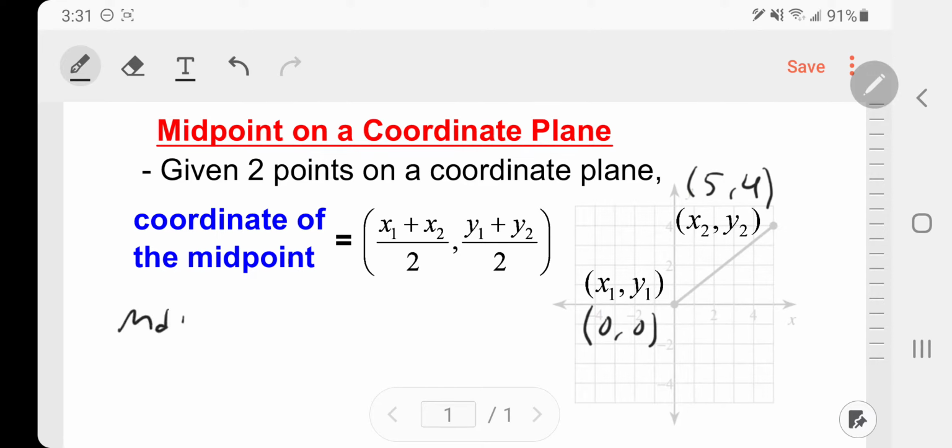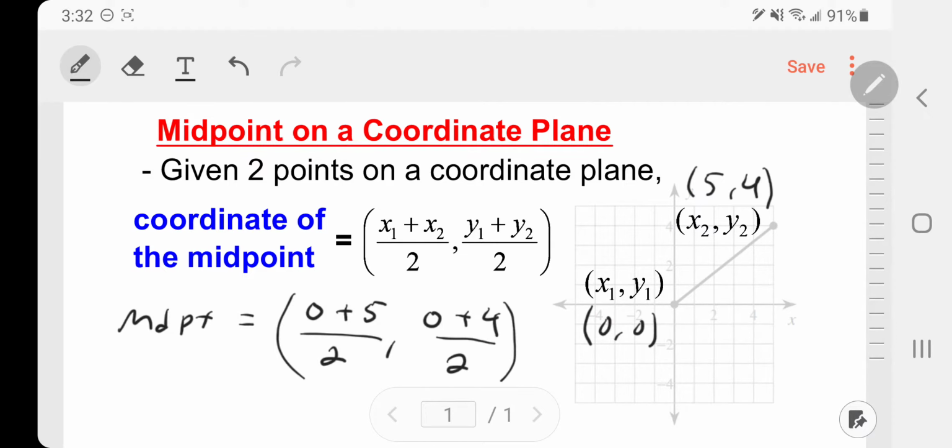Okay, so now I'm going to go ahead over here and write my formula for the midpoint. Okay, so we have x1 plus x2 over 2. So x1 is 0 plus x2, which is 5, over 2. And then we also have y1, which is 0, plus y2, which is 4, all over 2.